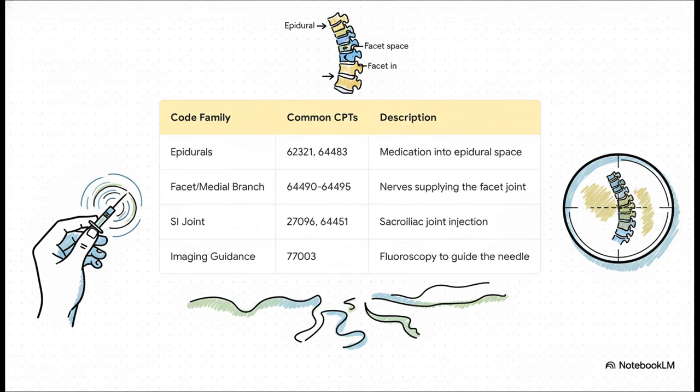Just get a feel for the families, the categories. You'll see codes for epidurals, codes for facet or medial branch blocks, and codes for SI joint injections. And very, very often, you are going to see a separate line item for imaging guidance, like fluoroscopy, which is what the doctor uses to see where the needle is going.